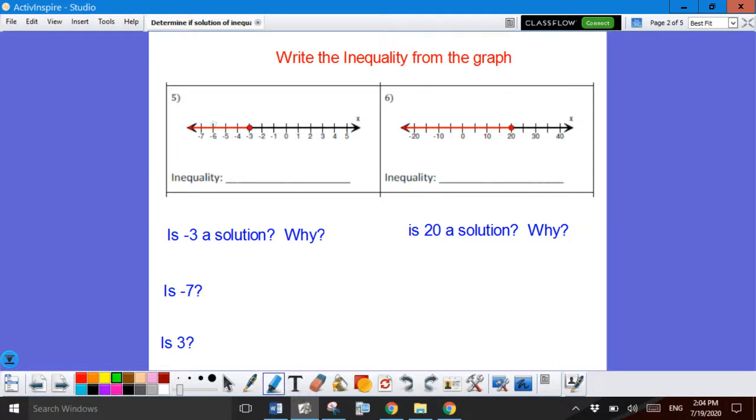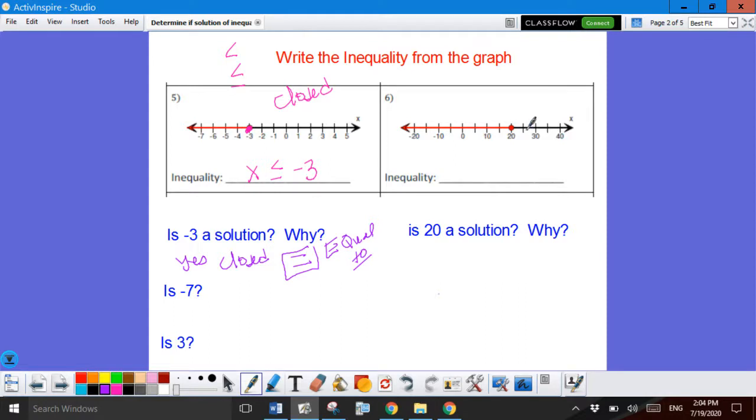So if I take a look at this inequality and I write the inequality, I have x. I see that the arrow is going to the left, so I know it has to be either less than or equal to. I also see that this is a closed circle. So I know this has to be less than or equal to -3, okay? So the first question is, is -3 a solution? This is going to be yes. And the reason it's going to be yes is twofold. One, it's a closed circle, okay? Because of the equal to. So that makes it a solution.